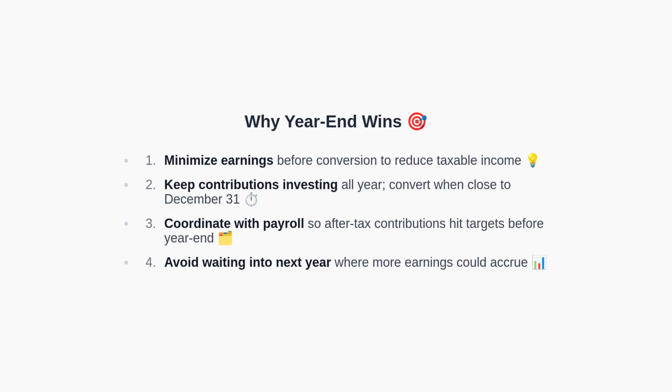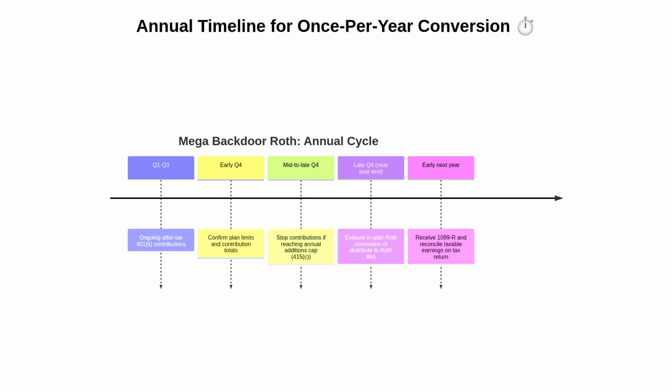Both approaches build Roth balances, but the annual method remains highly viable and typically simpler when your plan restricts conversion frequency. Converting near the end of the calendar year is a powerful tactic when your plan only allows one conversion annually. First, you minimize the earnings that build up before conversion, which reduces the taxable amount. Second, you continue investing and contributing throughout the year so your after-tax dollars are working for you. And then you convert when you are close to year-end. Third, coordinate with payroll to ensure you reach your after-tax targets before year-end. Finally, avoid delaying into the next year, which would allow more earnings to accrue and raise the taxable portion of the conversion.